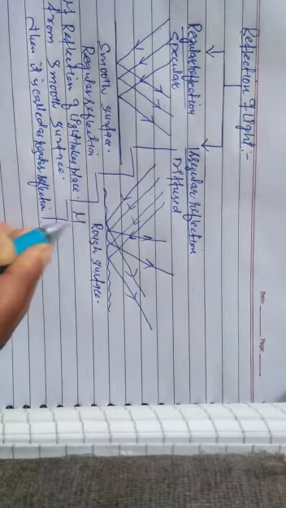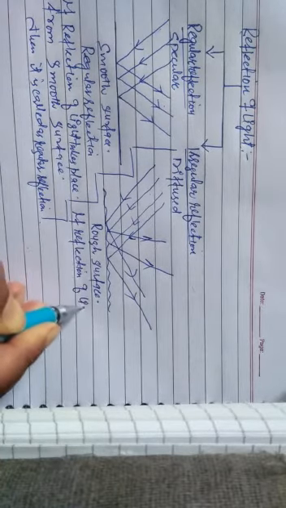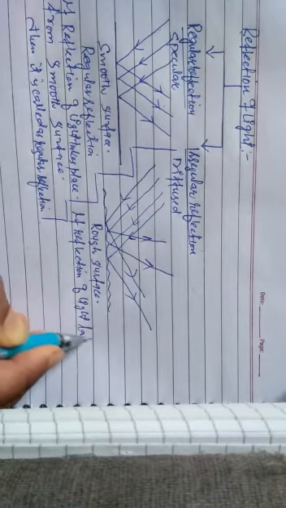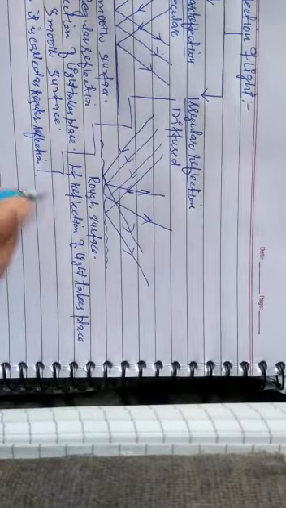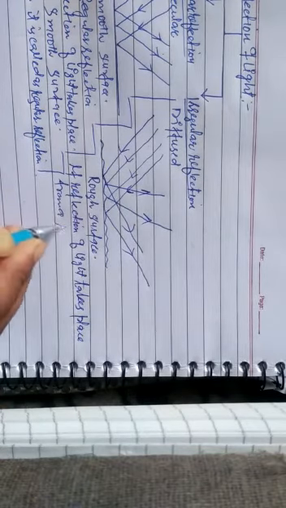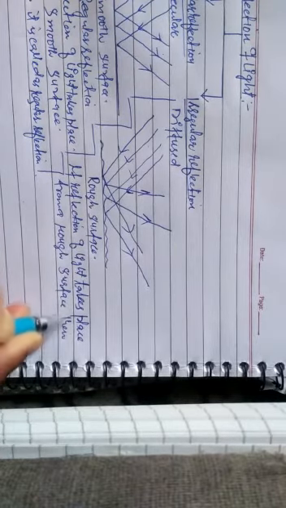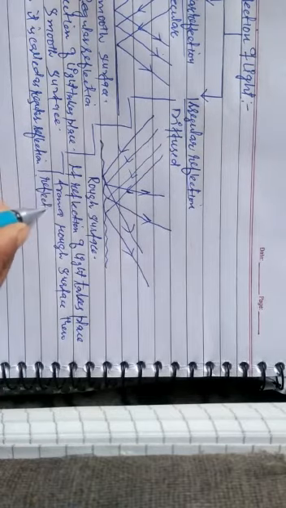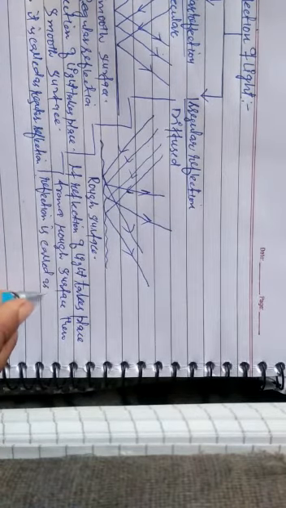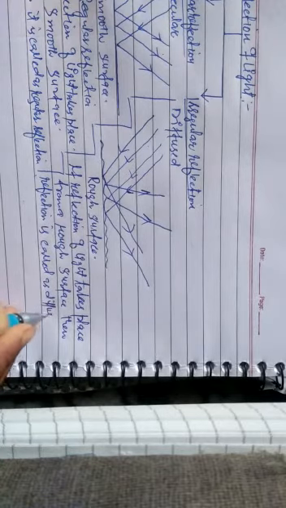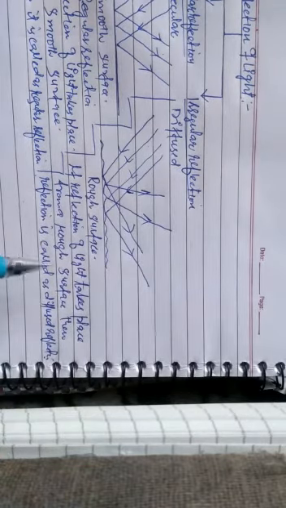So you can see, if reflection of light takes place from a rough surface, then the reflection is called diffused reflection, or also irregular reflection.